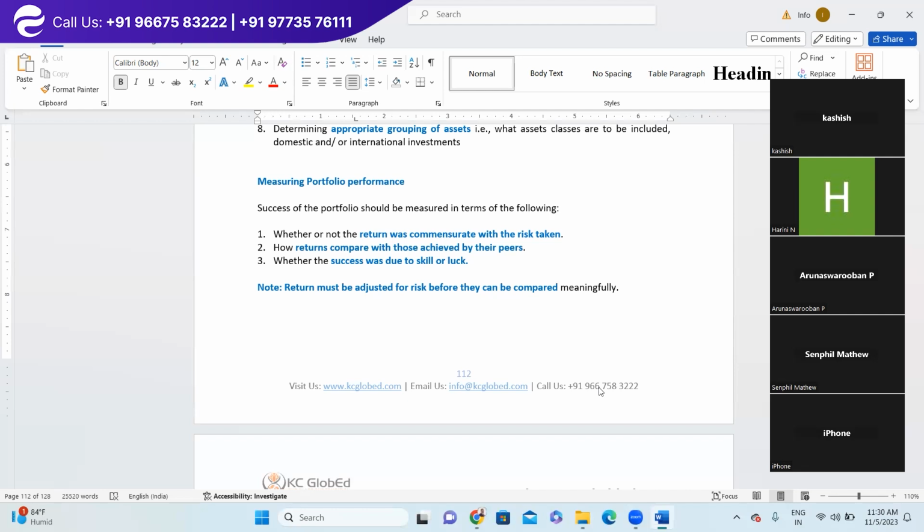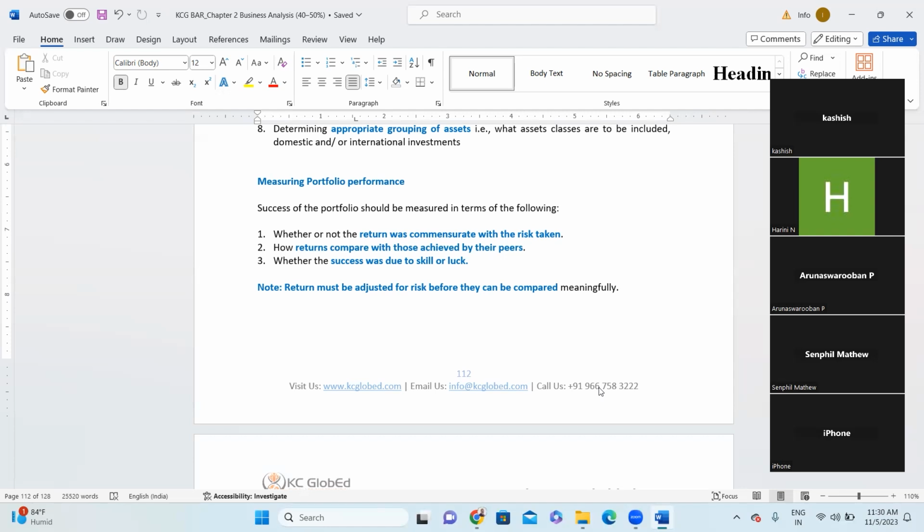So after a year, you will see what the performance has been, what return on investment is achieved by Matthew's investment, and what return on investment is achieved by Arun's investment. So that you can do a peer comparison. Third is whether the success was due to skill or luck. This is also very important. Luck can help you one time or two times, but in the long run, skill will help you, right?